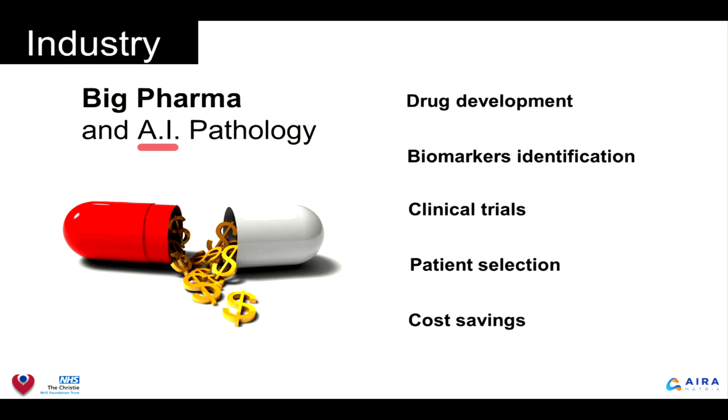And last but not the least, the pharmaceutical industry. The data that we will be gathering with artificial intelligence on the analysis of radical prostatectomy specimens can be used for drug development, to create biomarkers for easy identification of prognosis, to populate clinical trials, and to allow us precise, tailor-made patient selection with consequent cost savings.